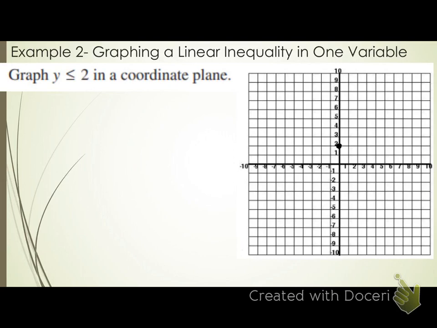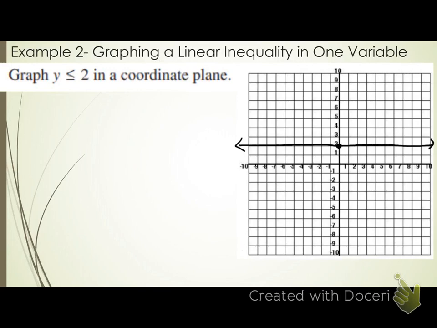And we are dealing with inequalities now. So I need to decide if it's a solid line or a dashed line. So what is it in this case? Solid. Why is it solid? It's less than or equal to. It's got that line under it. So I know it's a solid line. That means all the points on this line are included in the solution for this inequality. Everyone agree with my line? There's my boundary line.